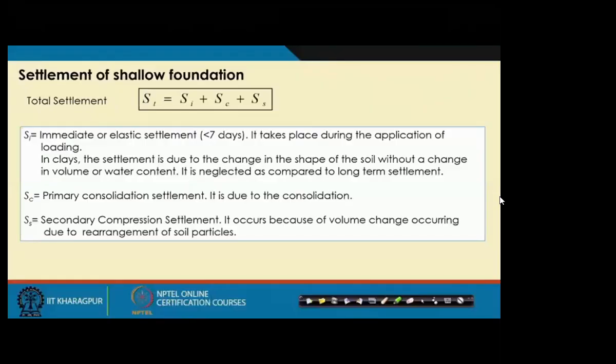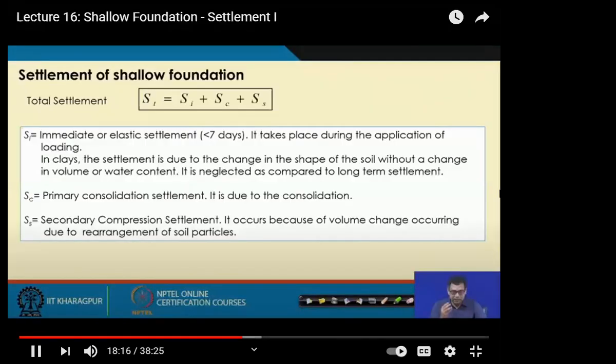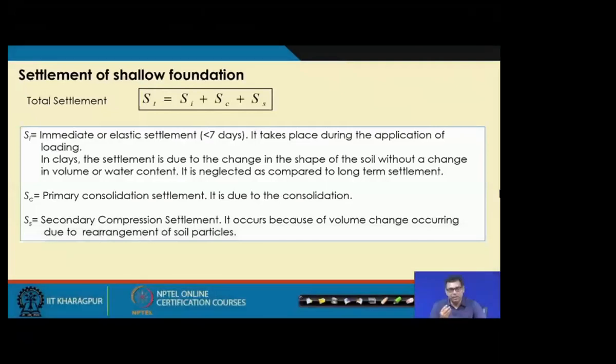So in case of clay, the immediate settlement is a negligible amount, and most of the settlement will be the consolidation settlement, the third type of settlement. In sand, most of the settlement is the immediate settlement. In clay, the immediate settlement is negligible compared to the long term settlement, because immediate settlement is the short term settlement.